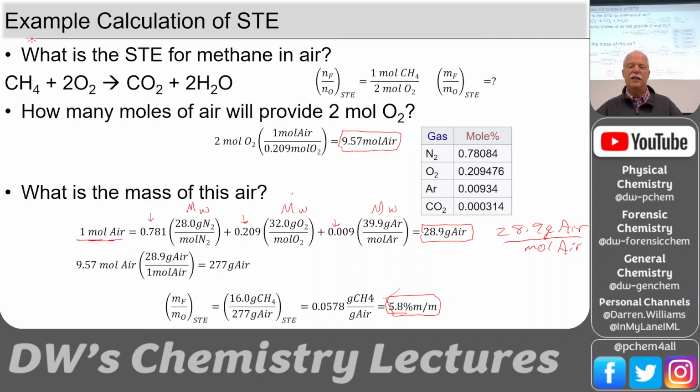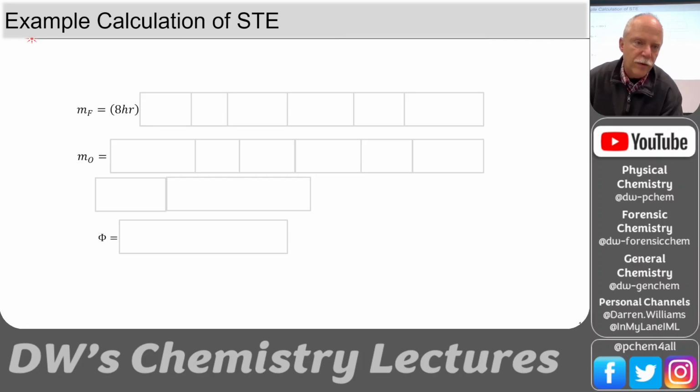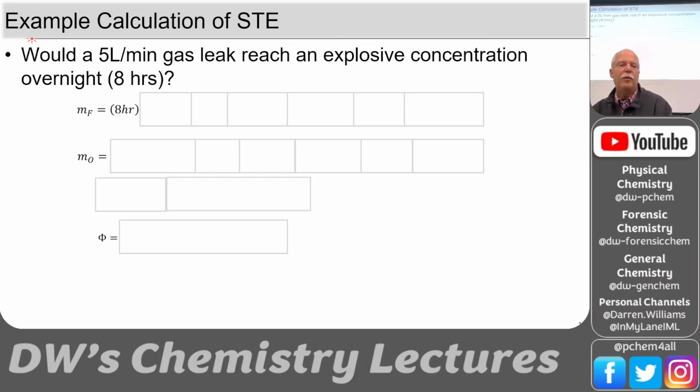So if we have that situation, like if we have a gas leak and it achieves something close to 5.8% in the house, the smallest spark can destroy everything. So let's calculate that. Here's our example. Would a 5 liter per minute gas leak reach an explosive concentration overnight in 8 hours?